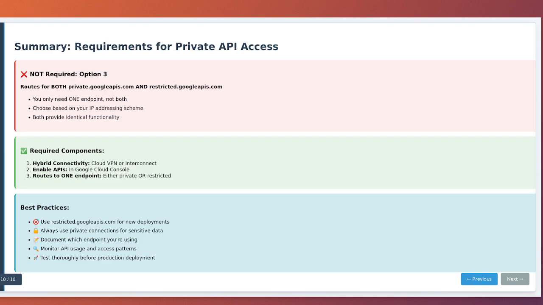Remember, restricted.googleapis.com is Google's current recommendation for new deployments. It provides the same functionality as private.googleapis.com but with less chance of IP conflicts. When designing hybrid architectures, always consider your existing IP allocations and choose the endpoint that best fits your network design. And remember, one endpoint is sufficient.